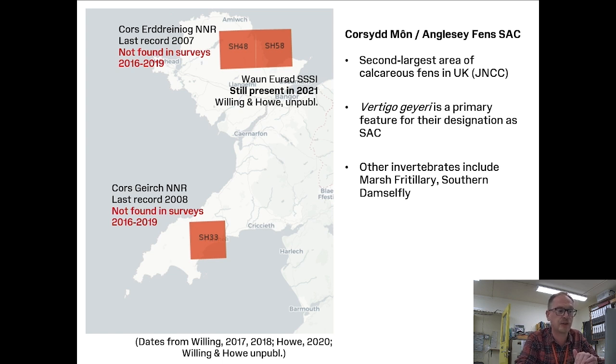They've also got marsh fritillary and southern damselfly, which are beautiful and rare insects, and they're much better known than this snail, but the snail is actually much rarer than either of them.